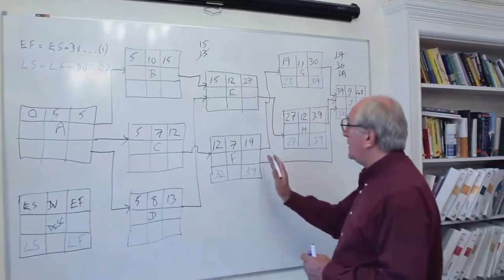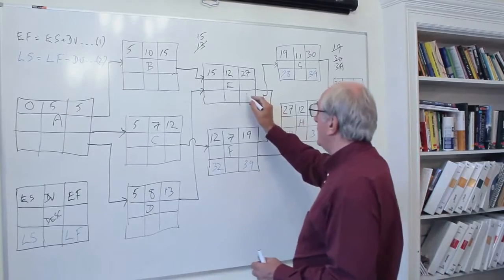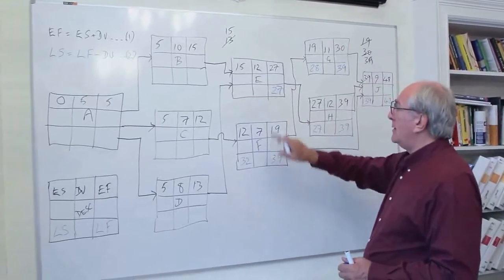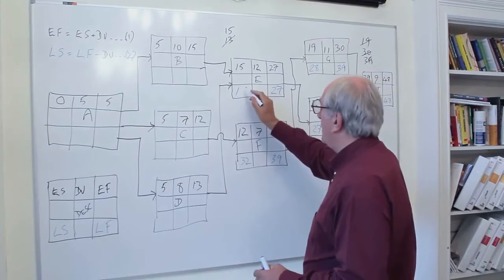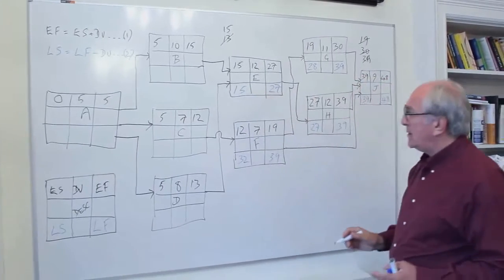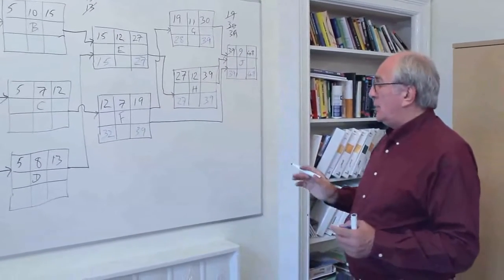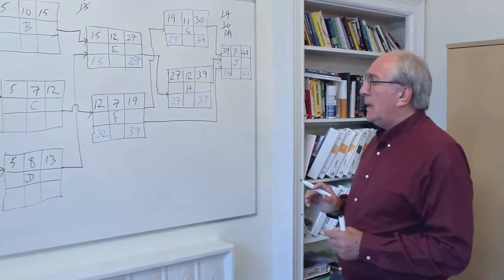So I'll move backwards onto E, and the late finish is determined by the late start of H, which is 27. Gives us 27 there. We can calculate the late start of E by subtracting the duration of 12 from the 27, and that gives us 15. We're in a position then where we can move back to some various other possibilities here.